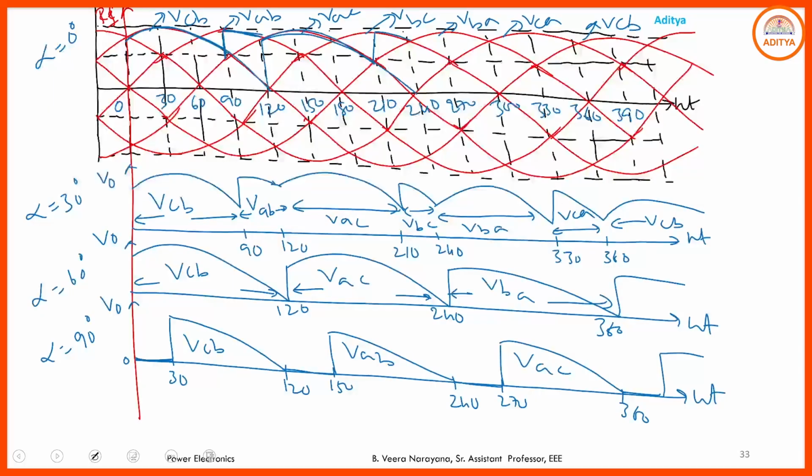For alpha less than 60, the three-phase semi-converter operates in continuous conduction mode and acts as a 6-pulse converter. If alpha is greater than or equal to 60 degrees, it operates in discontinuous conduction mode and we get 3 pulses for completion of one full cycle. This is a simple representation of a three-phase semi-converter with R load. And for the average DC output voltage, again we have two cases.